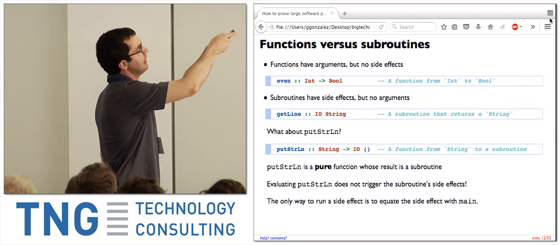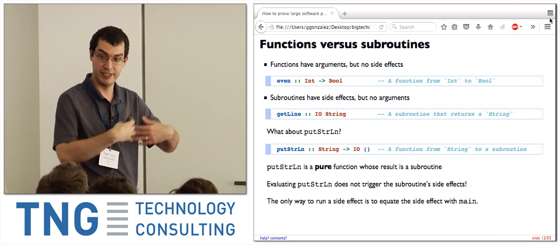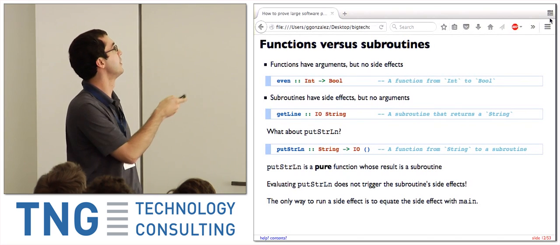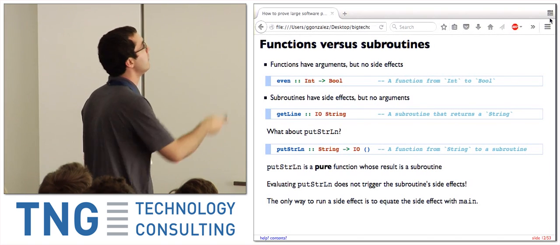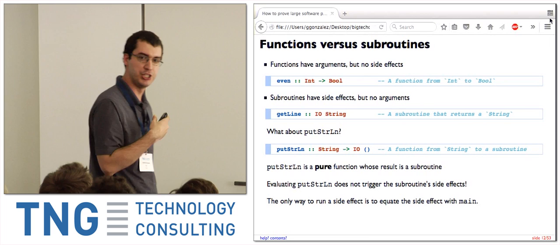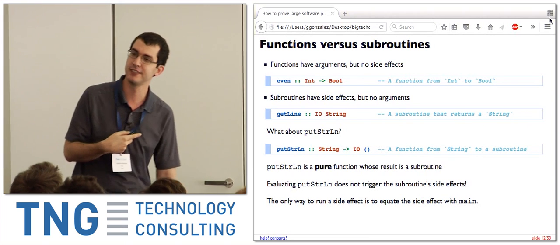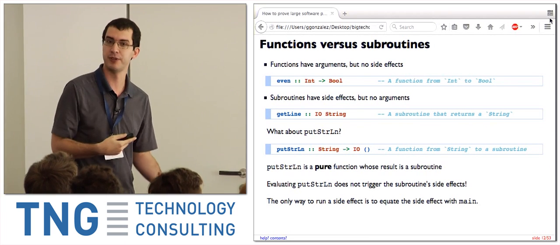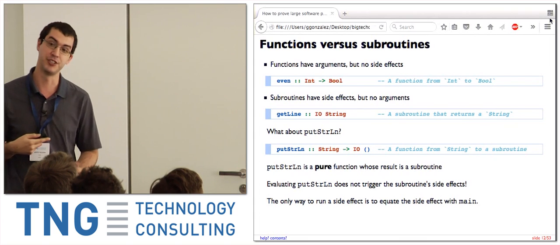And so getLine is a subroutine that, in this case, will read a line from the console and then return a string, whatever it read from the console. Notice that it's not a function. In Haskell, you don't need to invoke functions to get their side effects. In fact, the only way to get something to perform its side effects is to equate it with main.